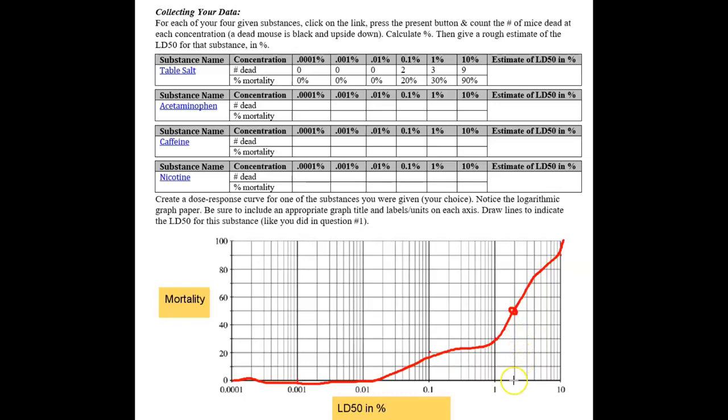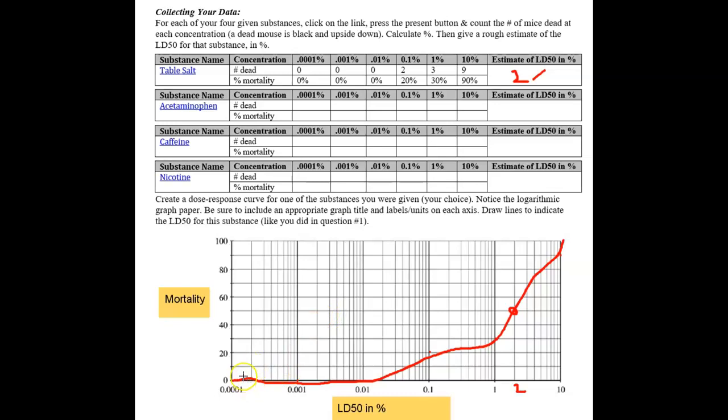If we go down, we can see this is between 1 and 10. If you look at the intervals, there's actually 9 spaces here, 9 lines. So essentially this would be 2, 3, 4, 5, and so on. So this right here, if we're going down, this would be 2. So the estimate for the LD50 in percent for table salt would be 2%.